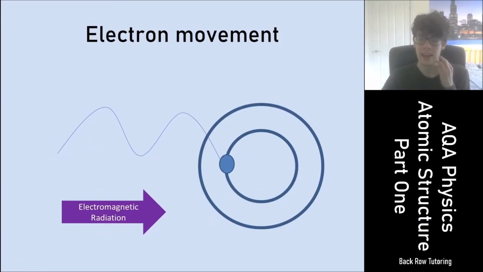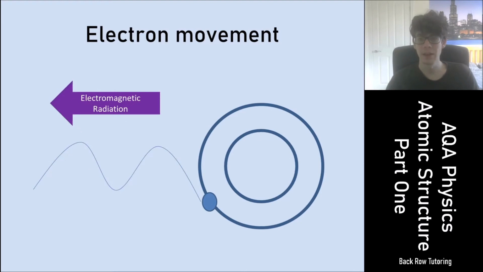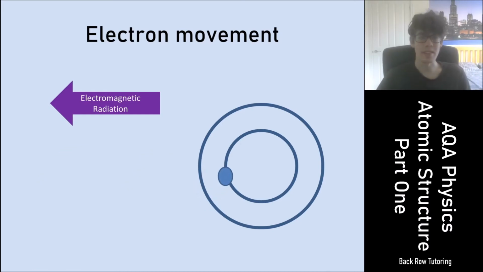So, as you can see, we have this electromagnetic radiation going in towards this energy level here, and what you find is the electron moves from this energy level up to the higher energy level. So we'll replay that. Electromagnetic radiation hits the atom, the electron gains energy from that electromagnetic radiation, and it moves towards the outer shell, a higher energy level. This time, we're going to get this electron here, which gives off electromagnetic radiation and moves towards the centre.